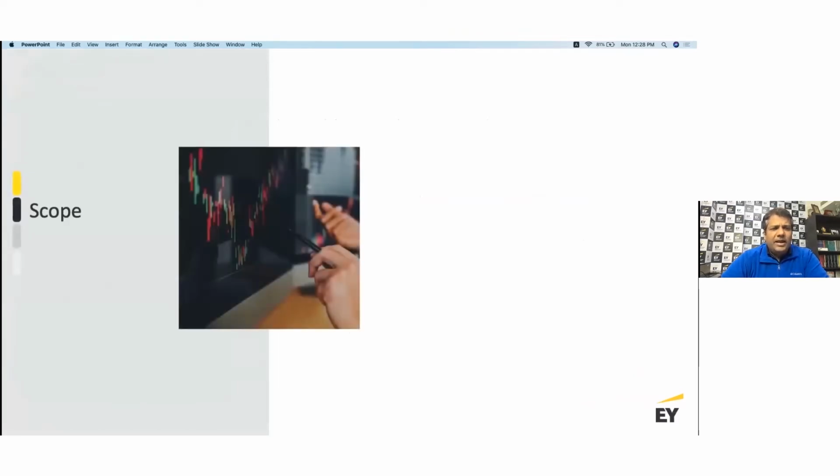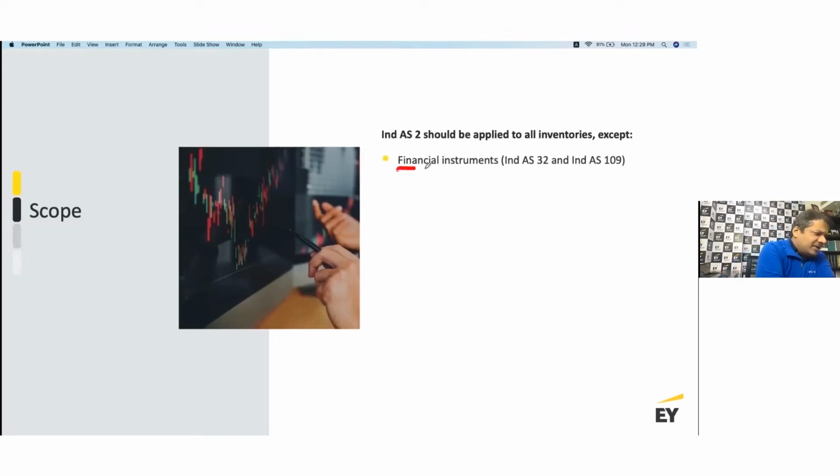Okay. Let's talk about the scope, right? Remember, if something is covered specifically in any other standard, you go to that standard. Otherwise, we come to this standard. So Ind AS 2 should be applied to all inventories except, right? Except financial instruments, which are covered under Ind AS 109 and Ind AS 32.